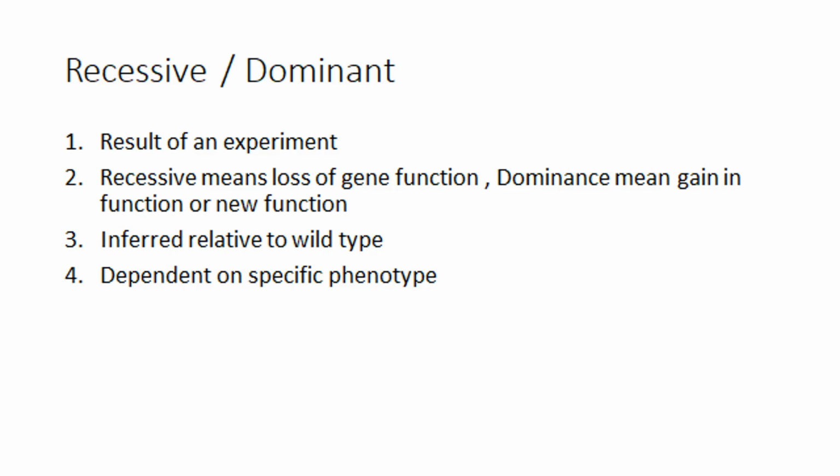Then we have to know the wild type in order to know if it is a recessive or dominant mutant organism, dependent on a specific phenotype. So recessive and dominant is a description related to phenotype, not to genes. We cannot describe genes or mutations in the gene as recessive or dominant. We just have to make this description for the phenotype.